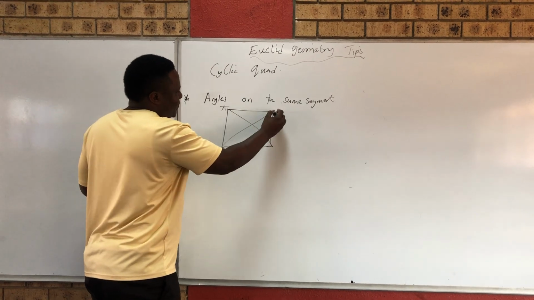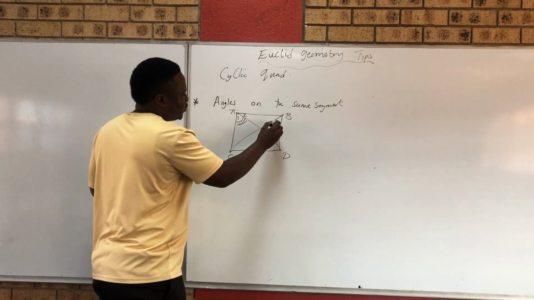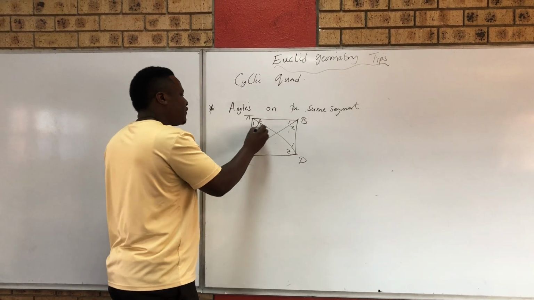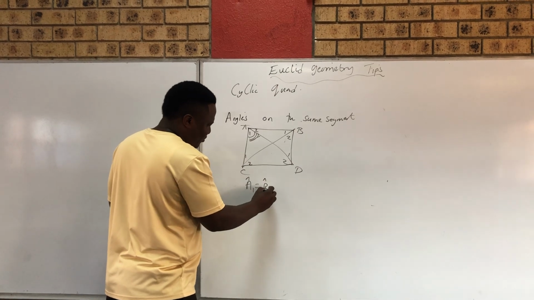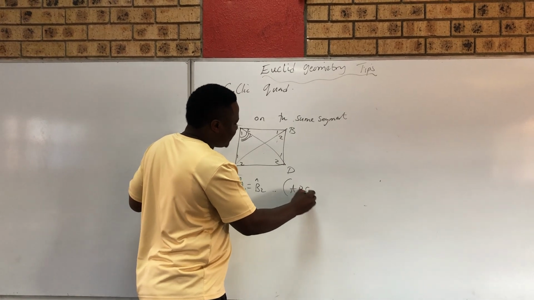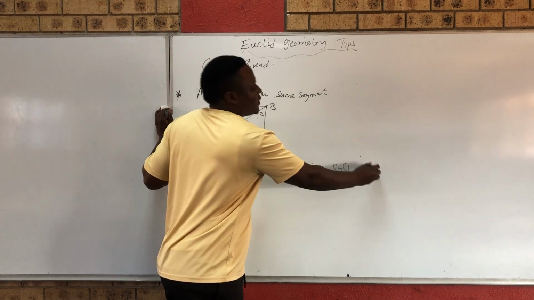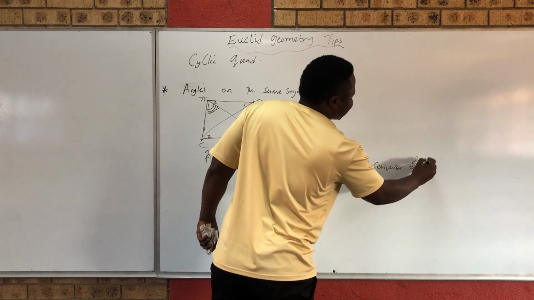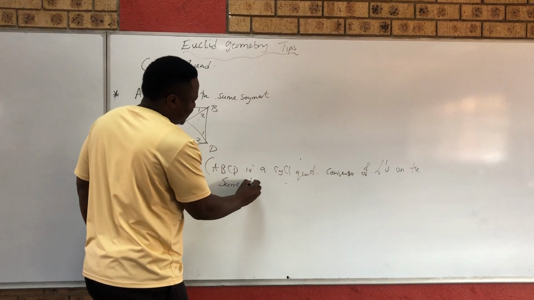As long as you have A, B, C, D, let's say A1, A2, B1, B2, C1, C2, D1, D2, as long as you prove that A1 equals B2, then you can conclude and say, therefore, ABCD is a cyclic quad. Reason: converse of angles on the same segment.